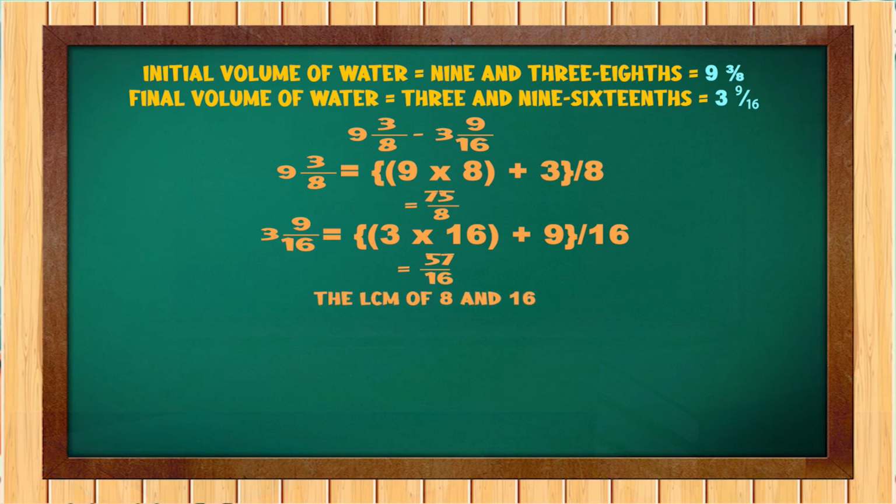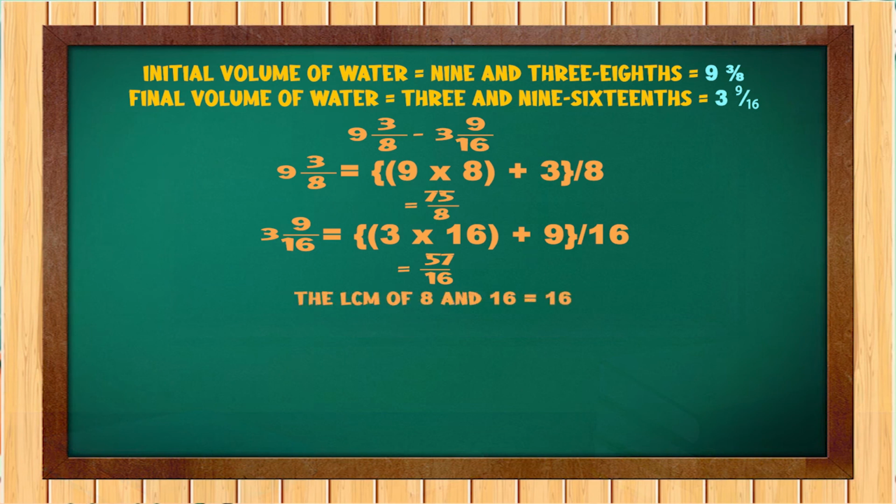Now that we have both of our mixed numbers converted into improper fractions, we can now move on to identify the lowest common multiple. Why do we have to do this? We have to do this because those two fractions don't have the same denominator. The denominator for the first fraction is 8, while the denominator for the second fraction is 16. Therefore, we have to make those fractions alike before we can subtract. To do this, we're going to find the lowest common multiple. The lowest common multiple of 8 and 16 would be 16.